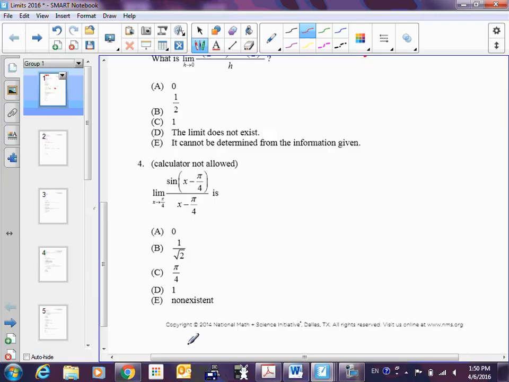Those are the special situations that you want to see first. If it's not those, then all you really got to do is just plug the number in. Okay, so we're going to plug pi over 4 in. All right, so we're going to do, oops, sorry, I didn't mean to write limit.